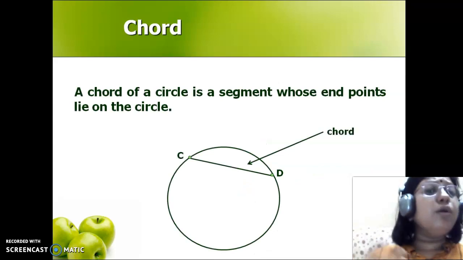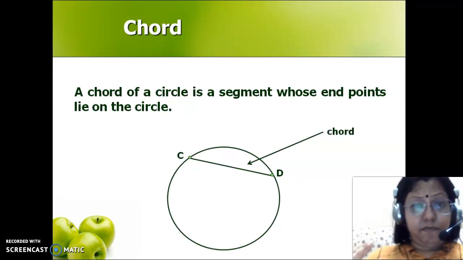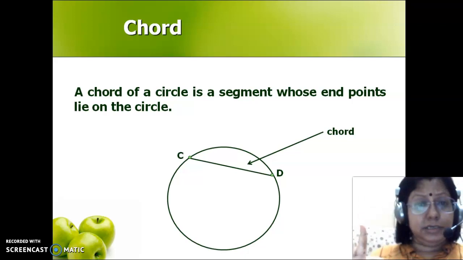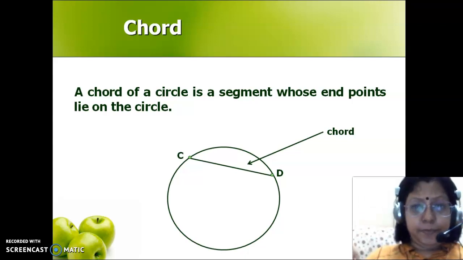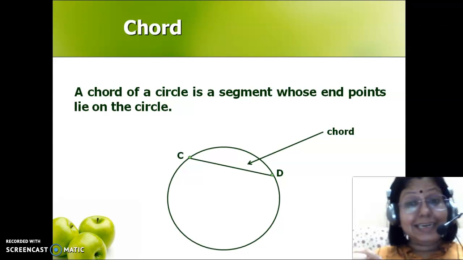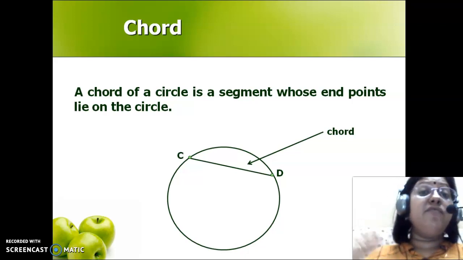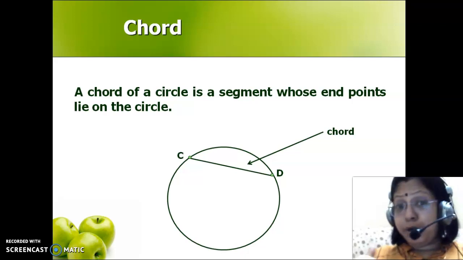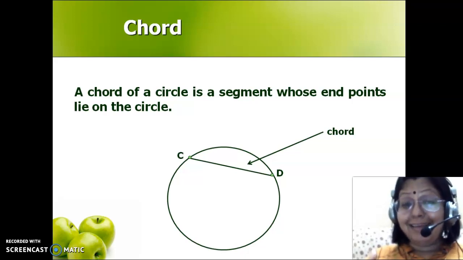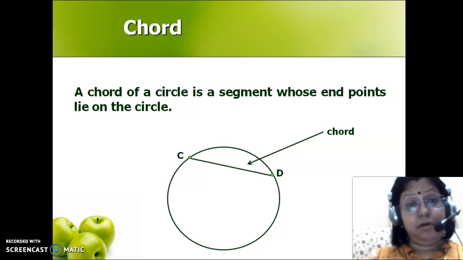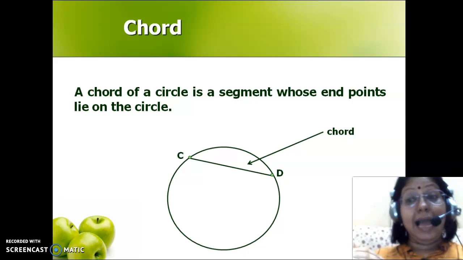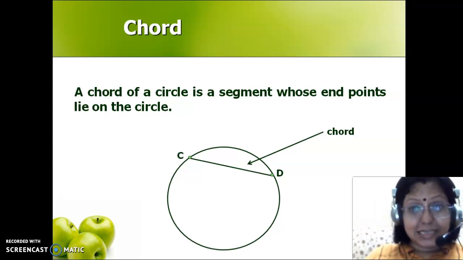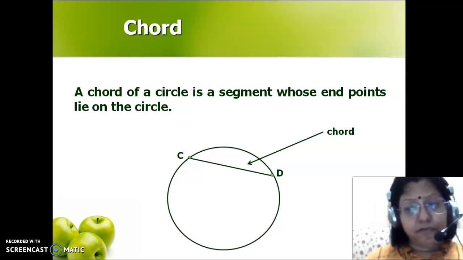Now what is chord of a circle? When I'm taking 2 points and joining them with a line segment, okay, so my 2 points are C and D, which are on the circle. When I have joined them by one line segment, then that is called a chord of a circle. So a chord of a circle is a segment whose endpoints lie on the circle. So I hope you all have understood this concept. So my line CD is a chord of a circle.